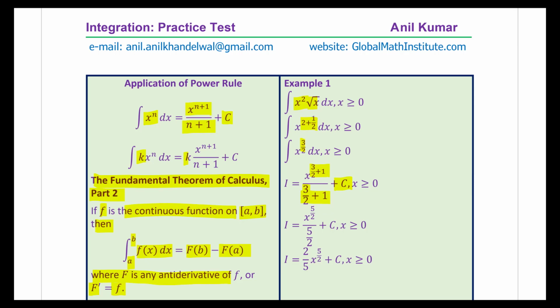And when you simplify, you get x to the power of 5 over 2 over 5 over 2, which means 2 over 5 times x to the power of 5 over 2 plus c, where x is greater than or equal to 0. So that's the solution for the first question.